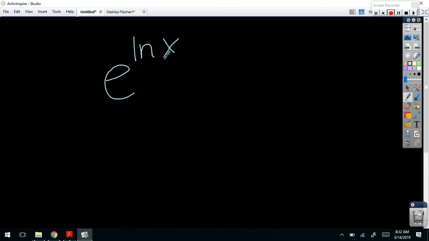What is ln? What does it simplify to? ln is the same thing as log base e, so it does have the same base. Y'all okay on those two properties? All right, let's do inverses. This is the same thing as log base e of x.